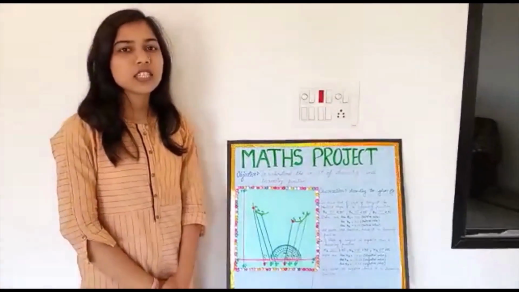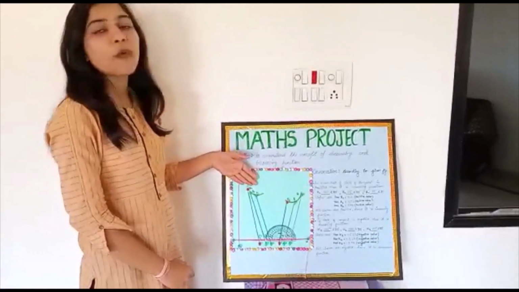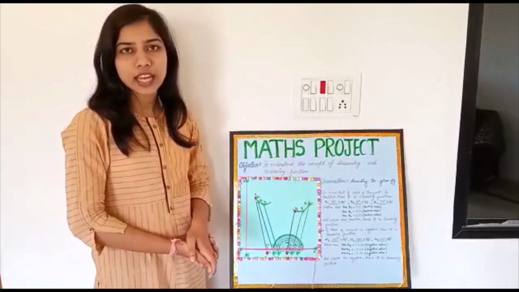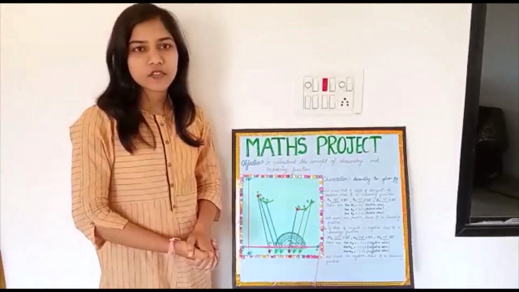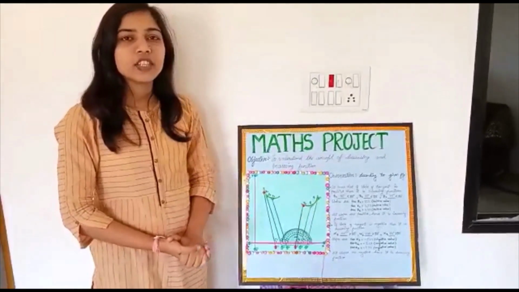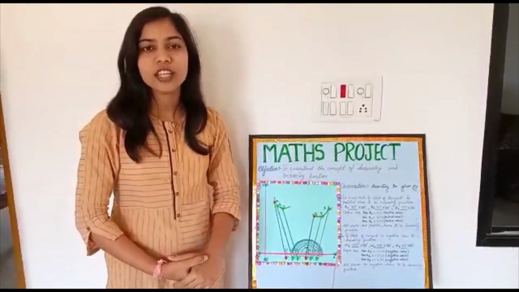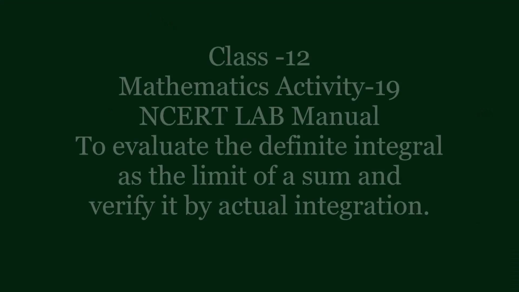So from here we see that if the slope is a positive value, we get an increasing function, and if the slope is a negative value, we get a decreasing function. So through this activity we can demonstrate the concept of increasing and decreasing function. Thank you so much.